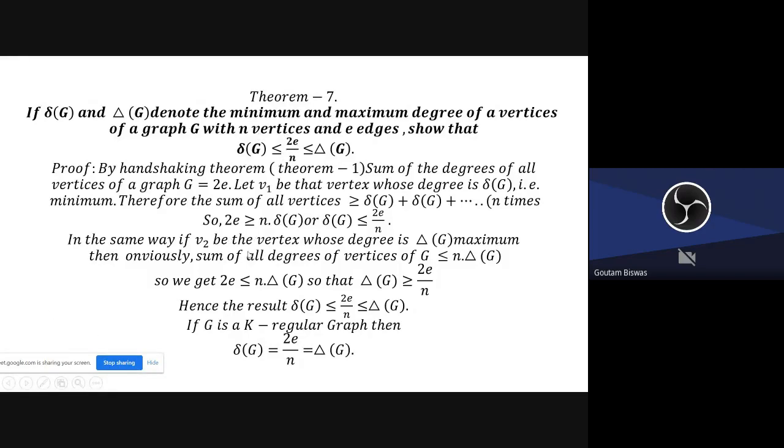Next, if V2 is the vertex whose degree is maximum, capital delta G, then the sum of all degrees of vertices is less than or equal to n into capital delta G. So twice e is less than or equal to that, and here capital delta G will be greater than or equal to this. So this part holds. Connecting these two, we get this one. So if it is a k-regular graph, then the minimum and maximum degree will be the same. Okay.